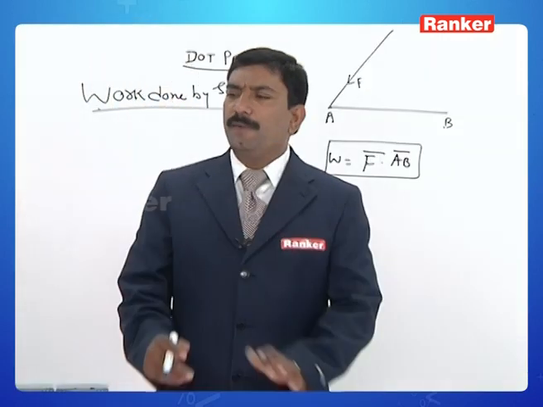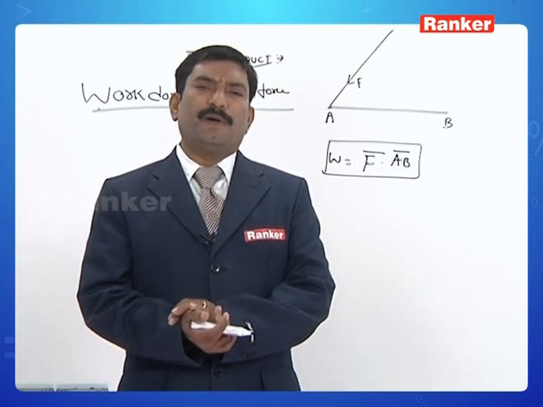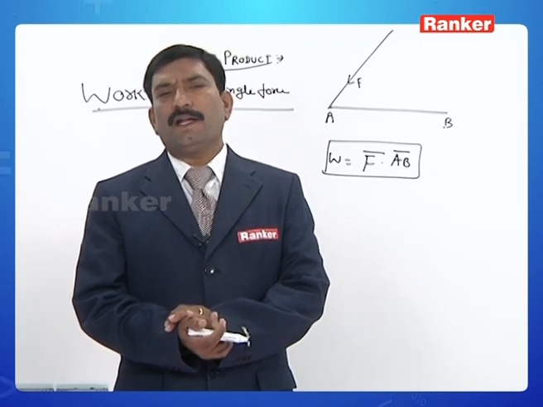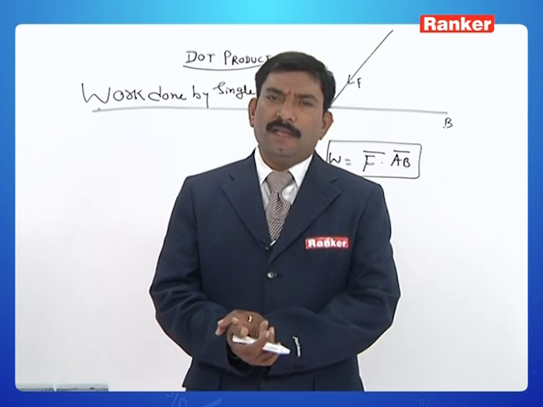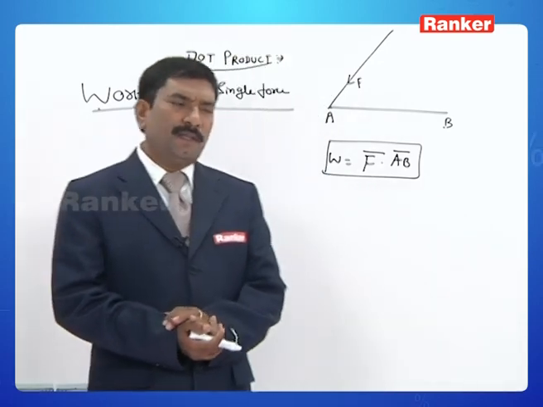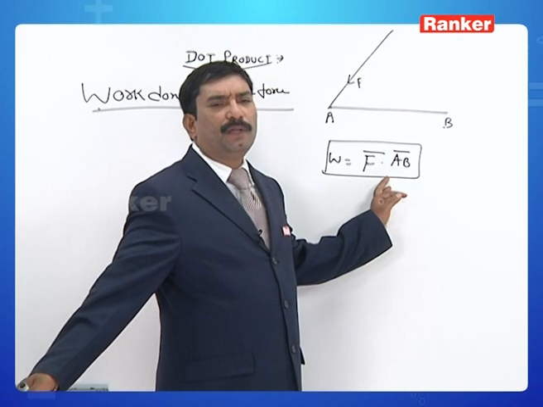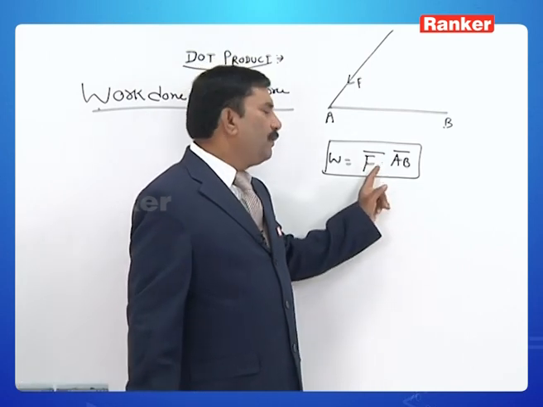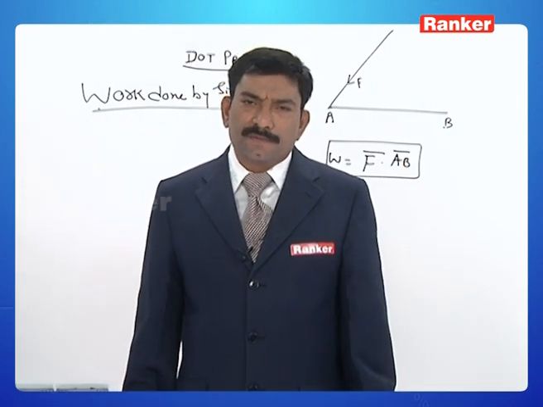Let F bar be a force and A, B are the 2 points. When the force F is acting at a point A, and the particle is displaced to the point B, then the dot product of F bar and AB bar gives the work done by the force.